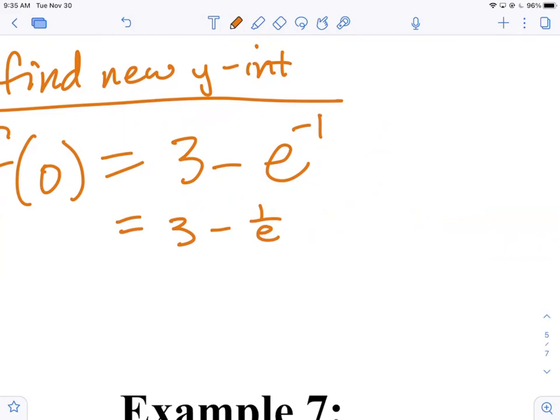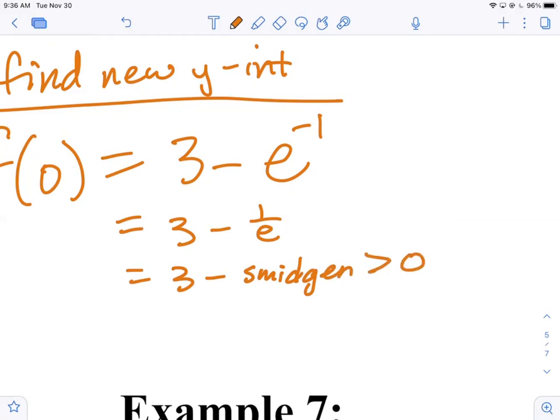What do I know about 1 over e? Is it bigger than 1, or bigger than 0, or less than 0? It's bigger than 0. 1 over e is bigger than 0, but it's less than 1, right? Less than 1. That's important. So if you have 3 and you take away something that's smaller than 1, is it going to be positive still or negative? It's going to be positive. So in other words, this is like 3 minus a smidgen, right? That's a good word. 3 minus a smidgen is going to be greater than 0.